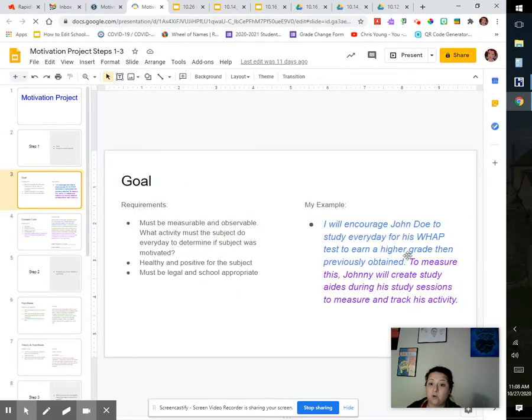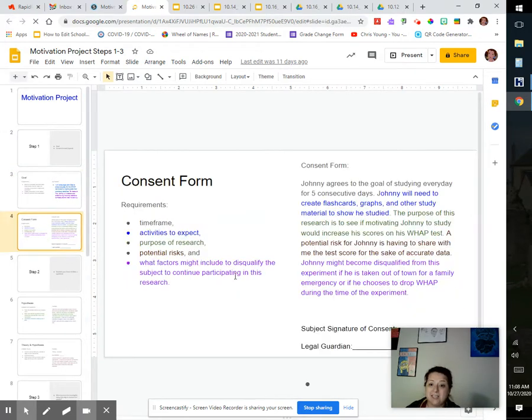You should have your goal already done. You should have your consent form already done. You should erase what I have and plug in what you have. Your consent form needs to be signed. If you are working with a young kid, you need to have the parental signature also. For some people, you chose to do this on paper so that they could write the signature, and then you just take a picture of it and put it on the slide right there, okay?